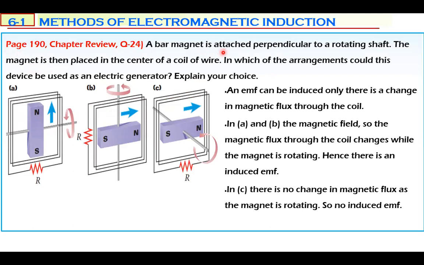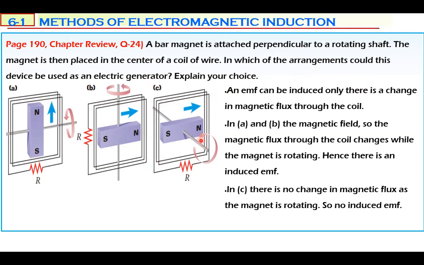So a bar magnet is attached perpendicular to a rotating shaft. This is the shaft, which can rotate about its own axis, and a magnet is attached to this shaft. Together with the shaft, this magnet can rotate. The magnet is then placed in the center of a coil of wire. As you see, this magnet is in the center, inside the coil of wire. In which of the arrangements could the device be used as an electric generator? That is, in which cases, this or this or that, is there an induced EMF in this coil? We are going to try to get this.